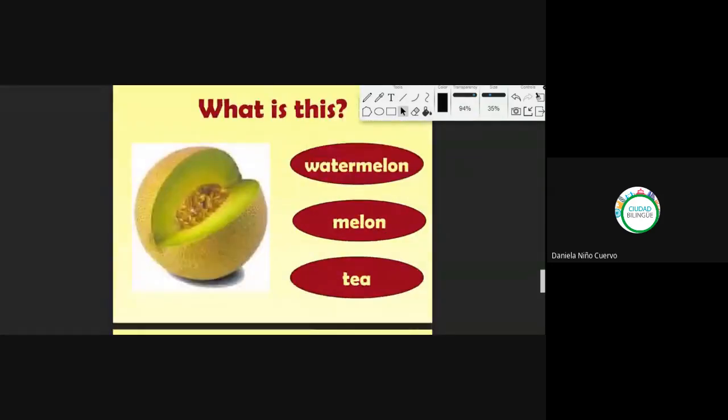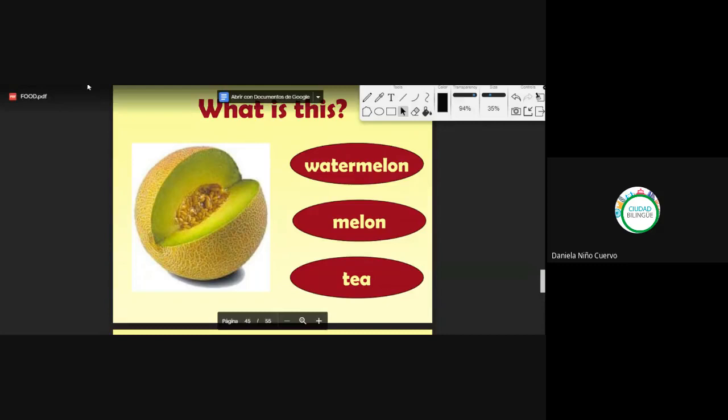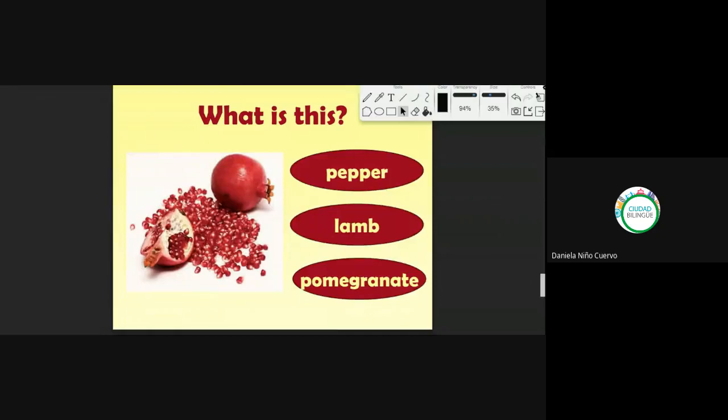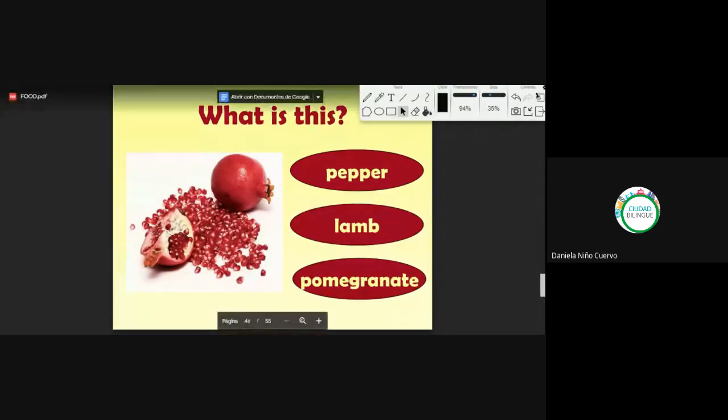What is this? Yes, melon, melon, or here, we continue. What is this? Ay, se me demoran los comentarios. Pomegranate, yes, pomegranate, yo sinceramente nunca la he probado, es una fruta, granada, yes, granada.